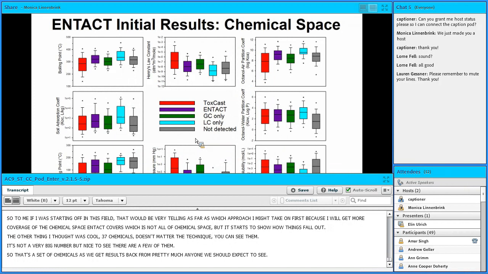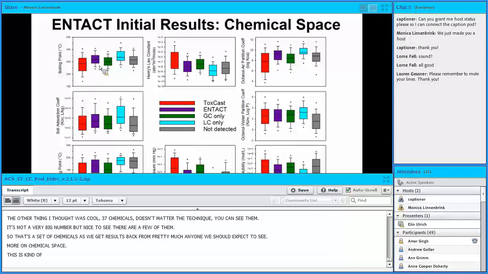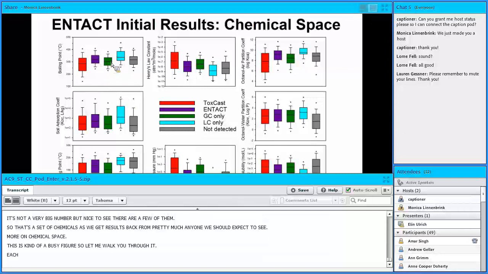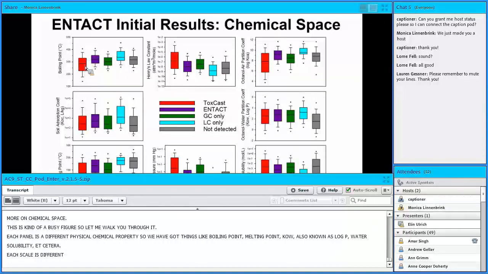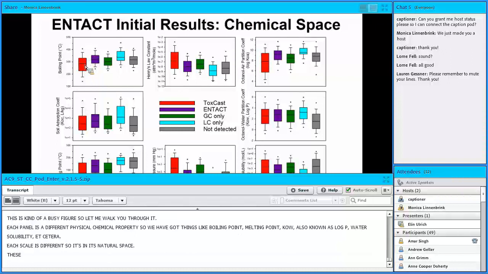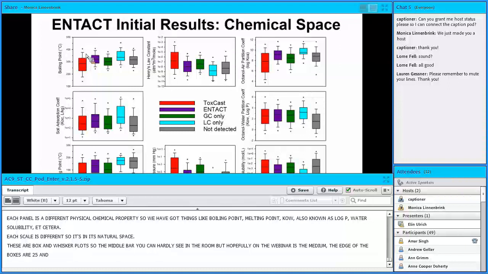More on chemical space. This is kind of a busy figure, so let me walk you through it. Each panel is a different physical chemical property. So we've got things like boiling point, melting point, log KOW, also known as log P, water solubility, etc. Each scale is different, so it's in its natural space. These are box and whisker plots, and so the middle bar that you can hardly see in the room, but hopefully you can see on the webinar, is the median. The edges of the boxes are 25th and 75th percentiles. The edges of the whiskers are 10 and 90, and the stars at the edges are 5 and 95.